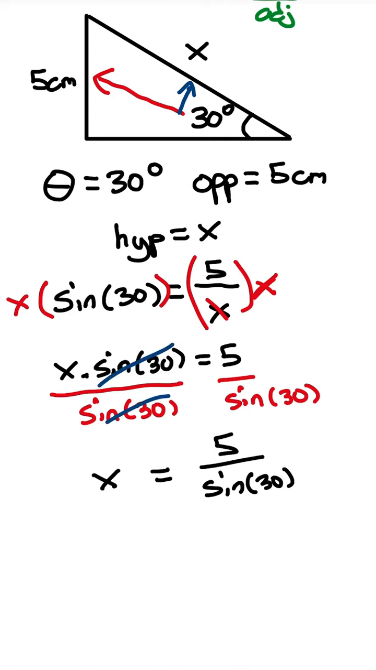Sine 30 is just a number. You can plug that into your calculator and find the exact number if you want. But this is how you find a missing side length given an angle and another side length of a right triangle with trigonometry.